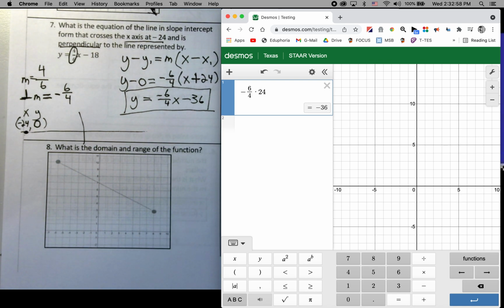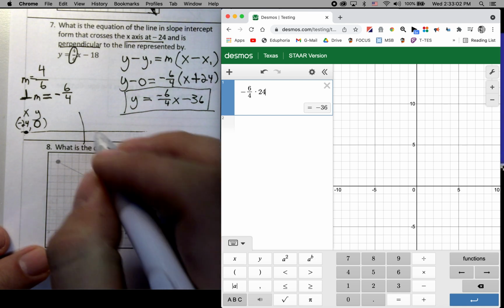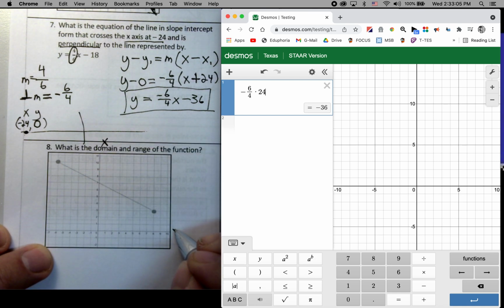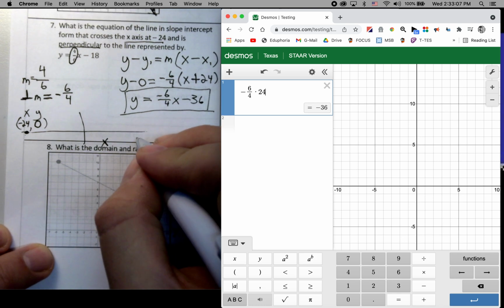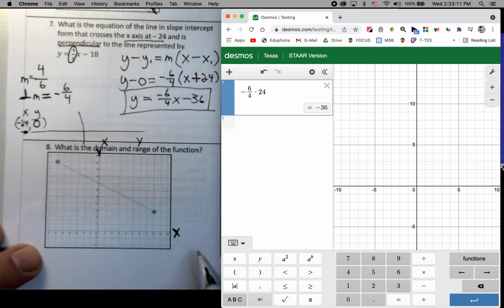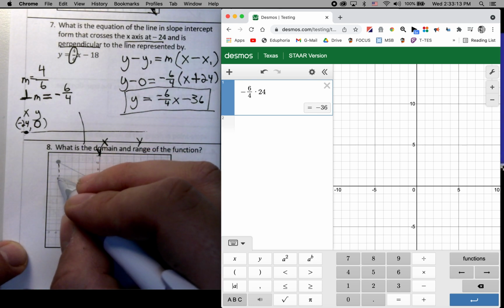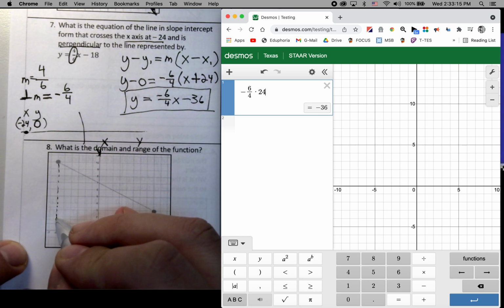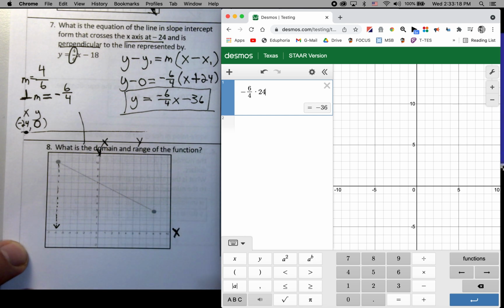All right, and let's look at number 8. It says, what is the domain and range of the function? Okay, domain, remember, are your x values. Range are your y values. So domain goes left to right. I'm going to draw arrows from the left point all the way down to the x-axis, and then from the right point down to the x-axis as well. So that goes all the way to the left of -6 and all the way to the right of +8.